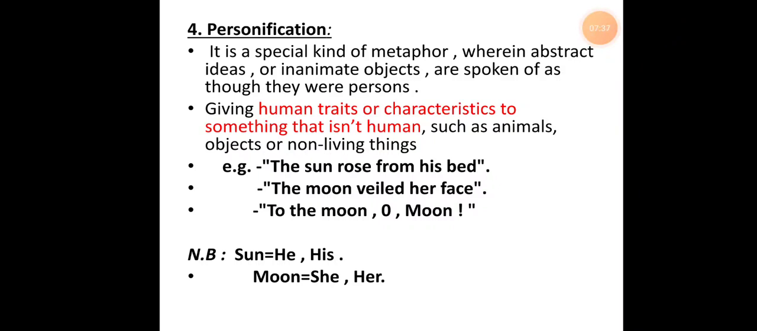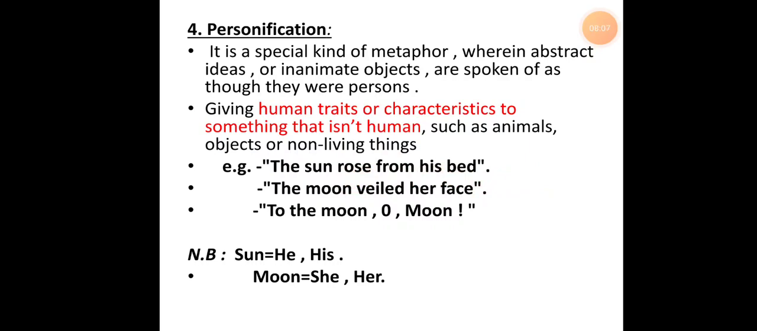Let's look at this one. The sun rose from his bed. Now in literature they refer to the sun as a he and to the moon as a she. This is something from the previous ages. So the sun rose from his bed. So here he presented the sun as a human being who sleeps and rises from bed.